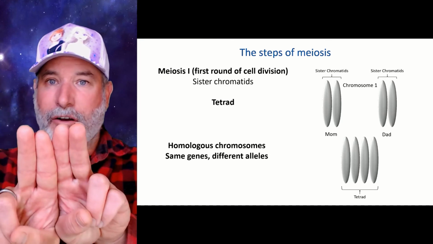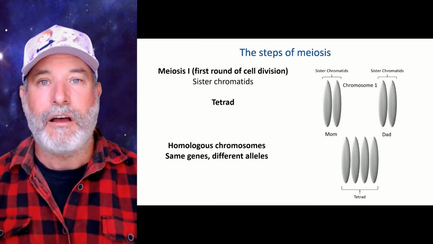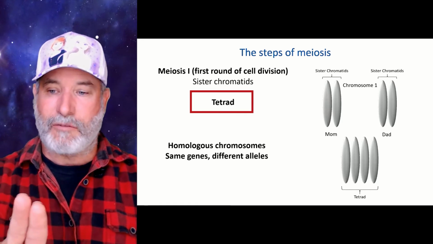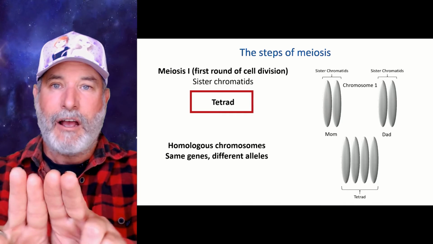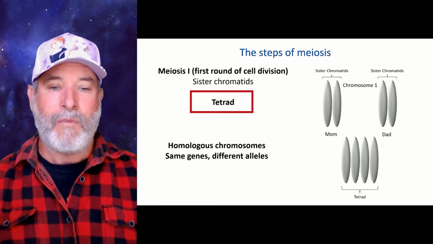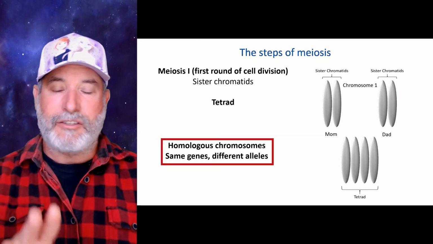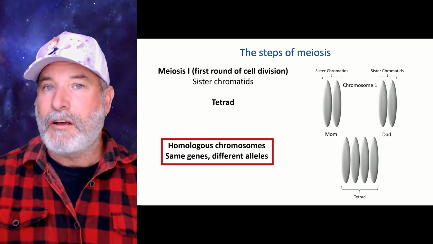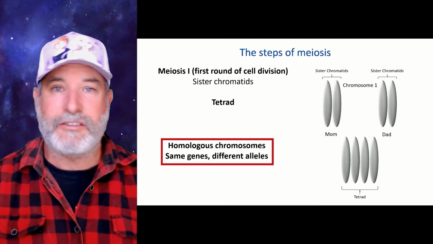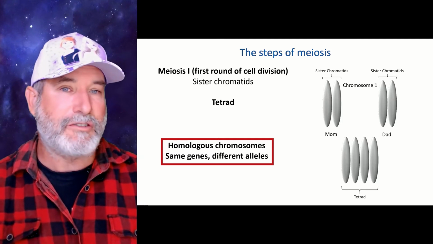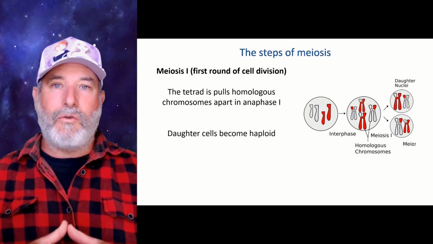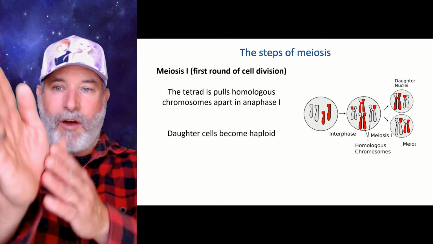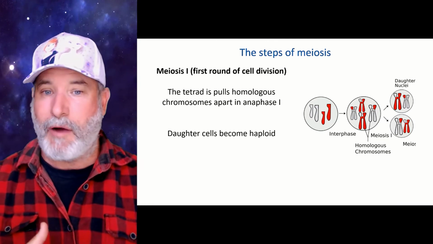they're going to come together and form a structure called a tetrad. Tetra means 4. So I've got chromosome number 1 from mom and chromosome number 2 from dad, and they come together and form the tetrad. Remember, these are homologous chromosomes. They all have the same genes in the same location, but you might have different versions of those genes that you get from your parents. Those are those alleles I keep talking about. So we line the tetrads up in meiosis 1, right in the middle of the cell, just like you would during mitosis.